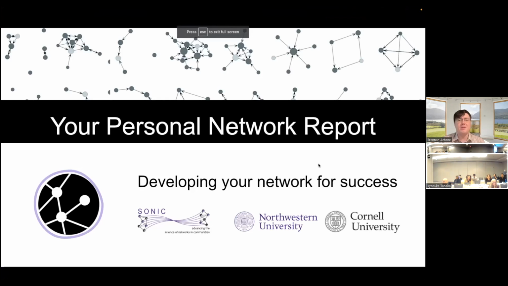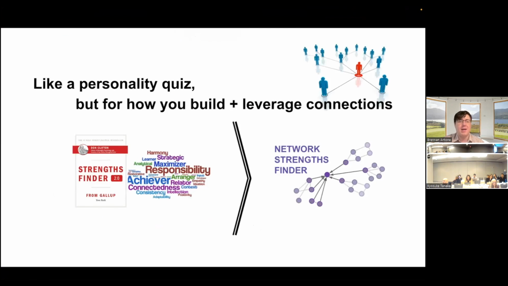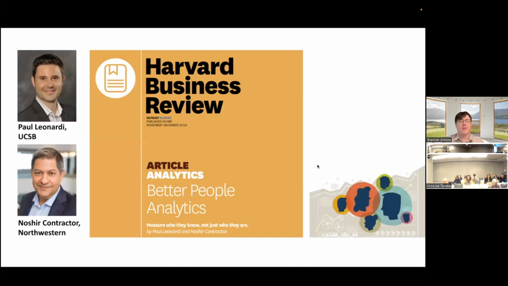Yeah, so the personal network report, the goal is to help people develop their networks for success. And we run this as an exercise. We describe it as kind of like a personality quiz, but rather than focusing on attributes of the individual, what's my personality, it's focusing on attributes of the network. Where am I situated in my context and organization? What are my relationships like and the relationships around me? And what do those enable or constrain? So it's this network version of a personality quiz.